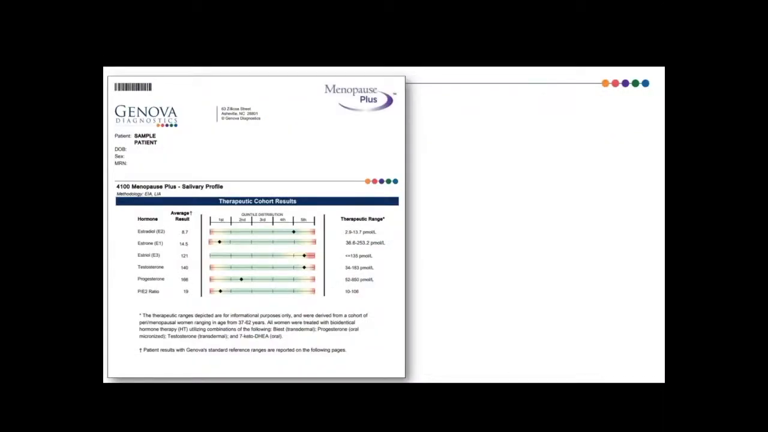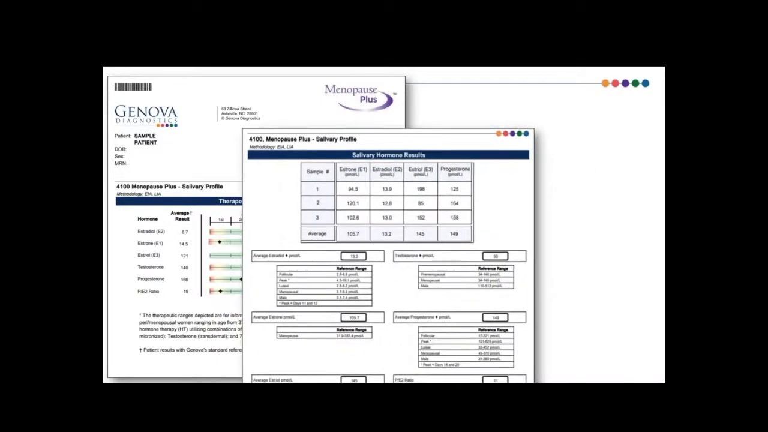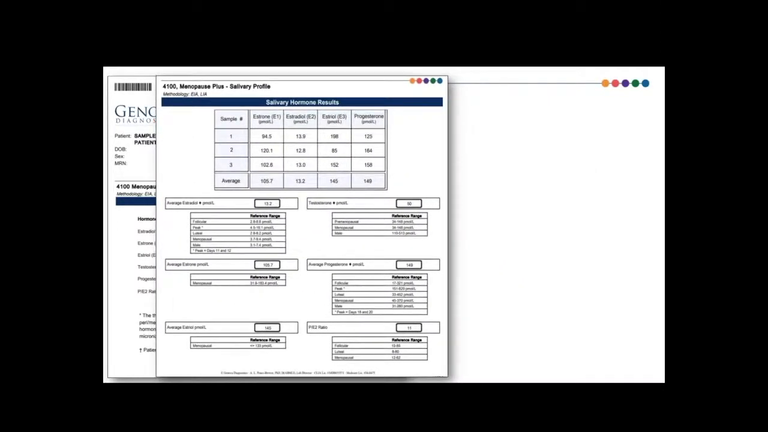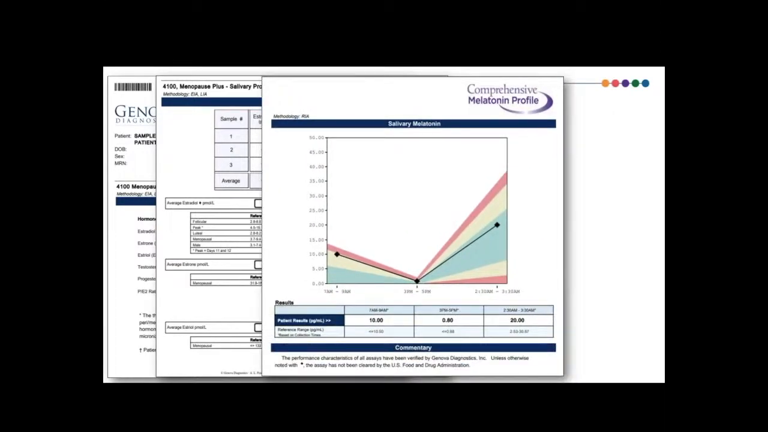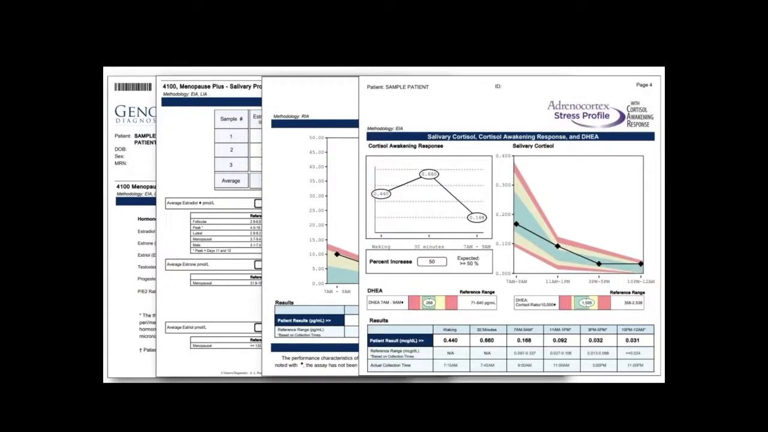So here's the Menopause Plus. You can see there's the front page, and then we have the various salivary hormone results where we take averages. That's the advantage of the Menopause Plus, that you look at three different findings for the estrone, estradiol, estriol, and we'll look at that. It has the comprehensive melatonin profile, and of course the adrenal cortex stress profile and the option of CAR. Again, you're looking at hormones, but in the context of also the HPA axis, the adrenals.